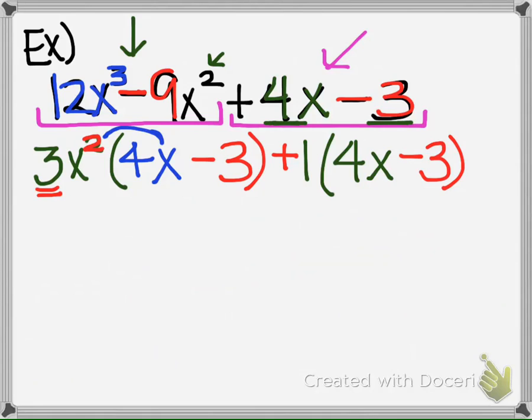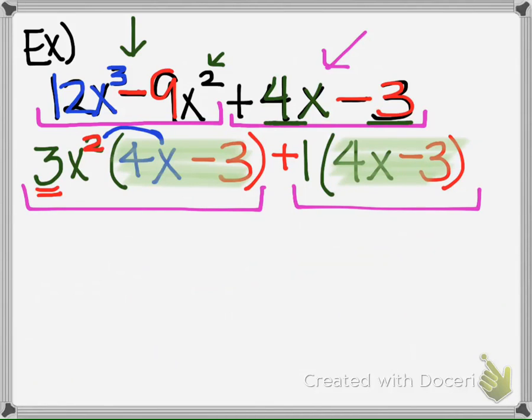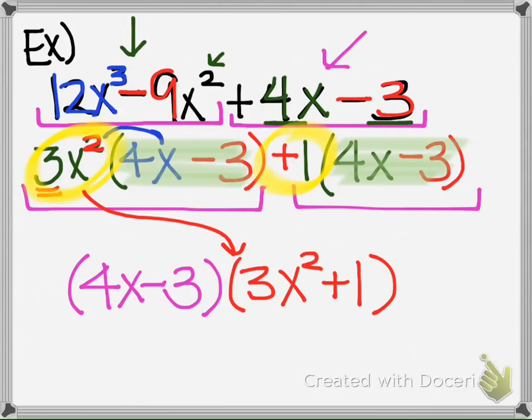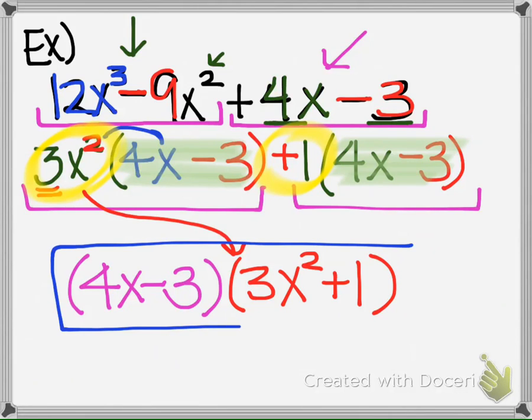Now if we do this correctly, and it is able to be factored by grouping, then these should be the same. And if they are, then they have it in common. This and this has 4x minus 3 in common. So we're going to bring down the 4x minus 3, and then we are going to pair together the 3x squared and the positive 1. So we're going to bring that here and pair it together. So this is our factored form.